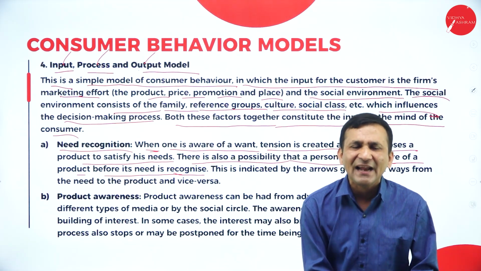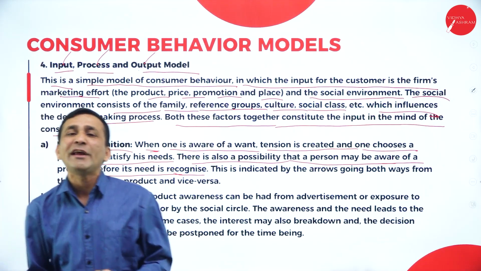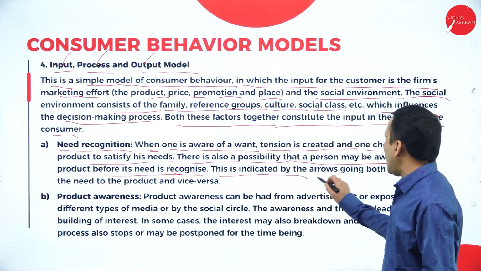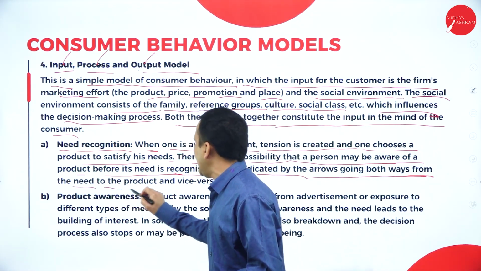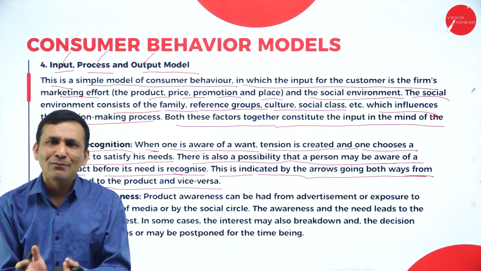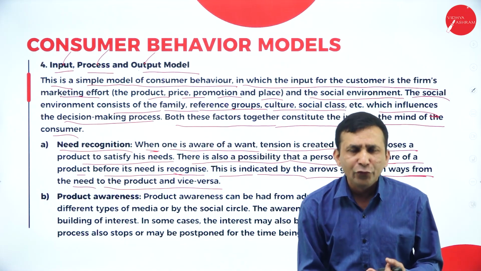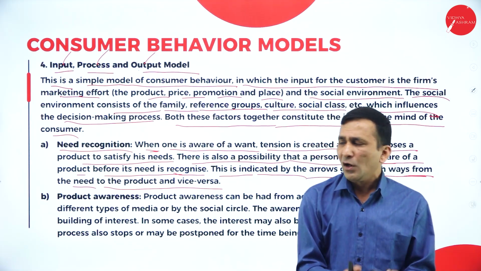It is not there right now. In future, whenever they try to purchase the product, they try to recall the product they have seen. This is indicated by the arrow going both ways between the need and the product. Either as soon as they observe the product they can purchase immediately, or they can keep it for future purchase. So definitely we are able to identify the vice versa.